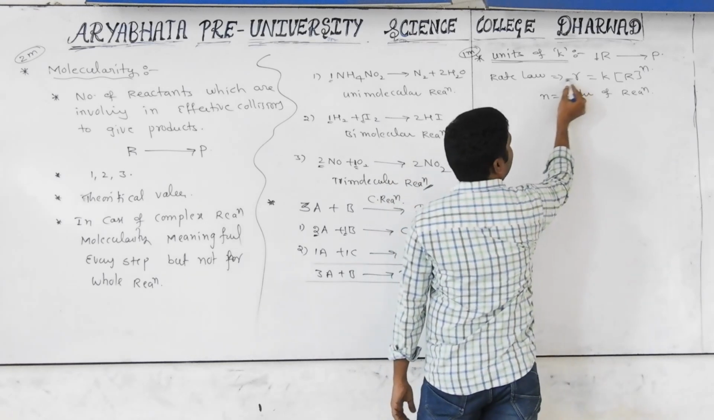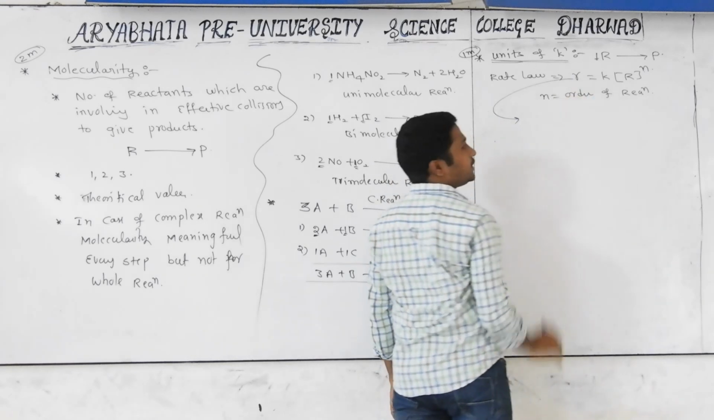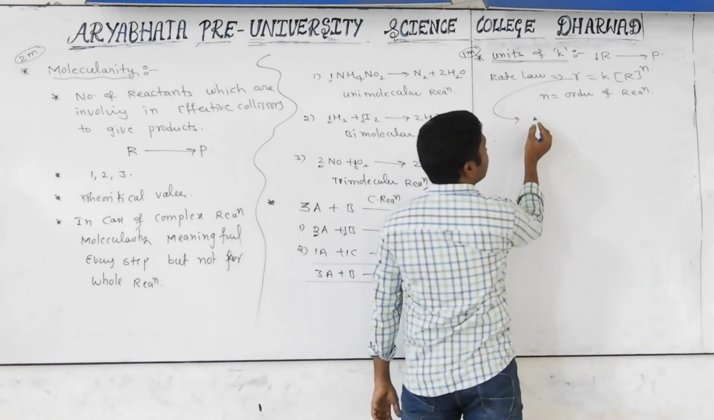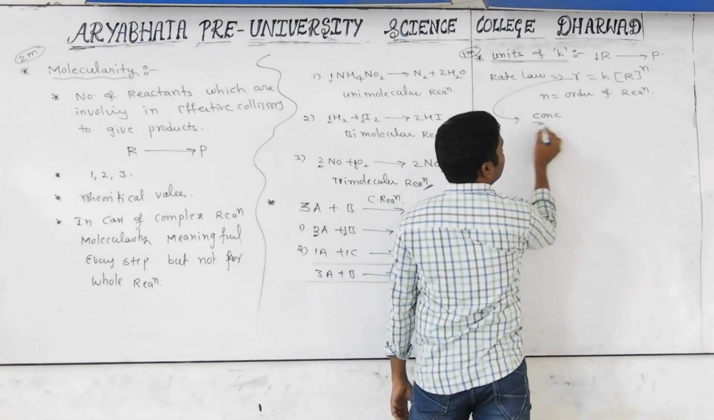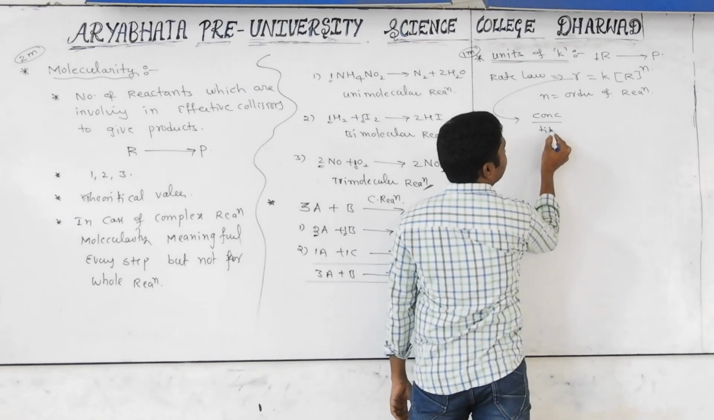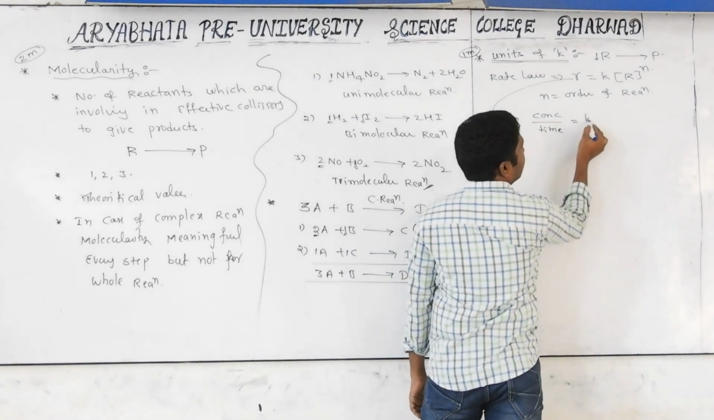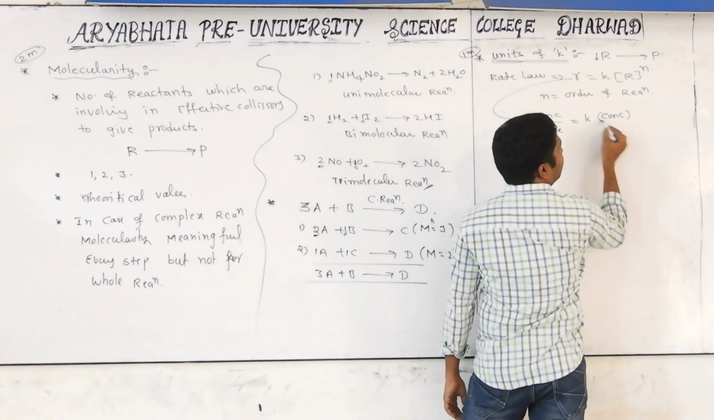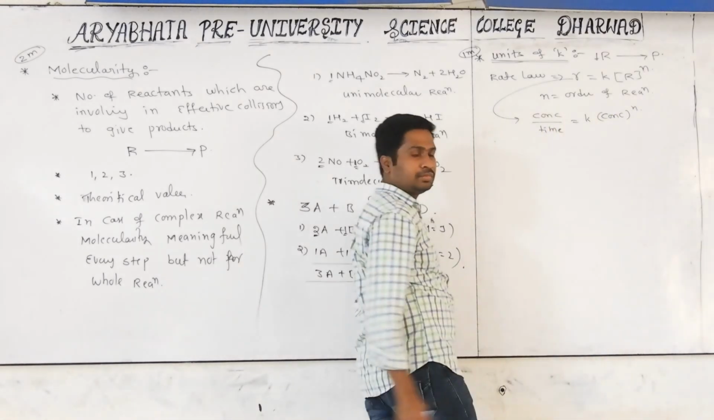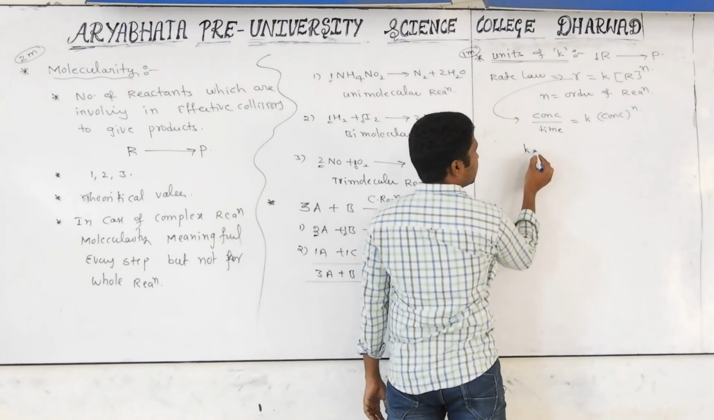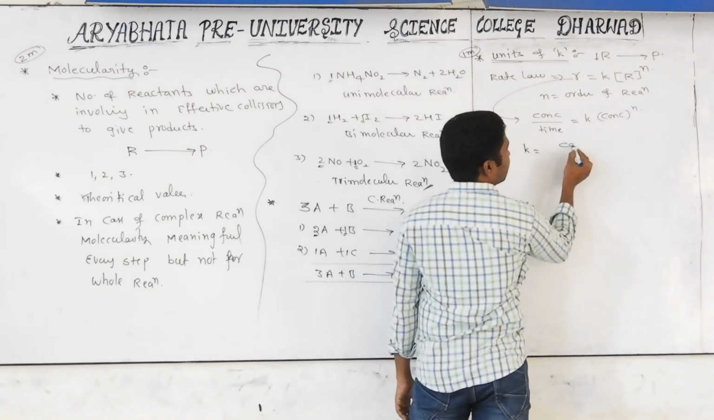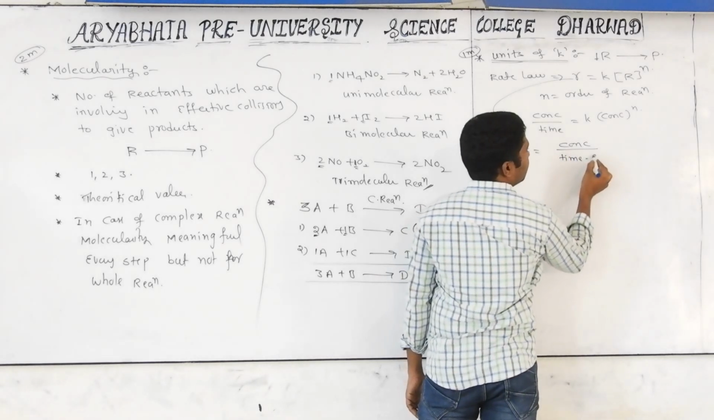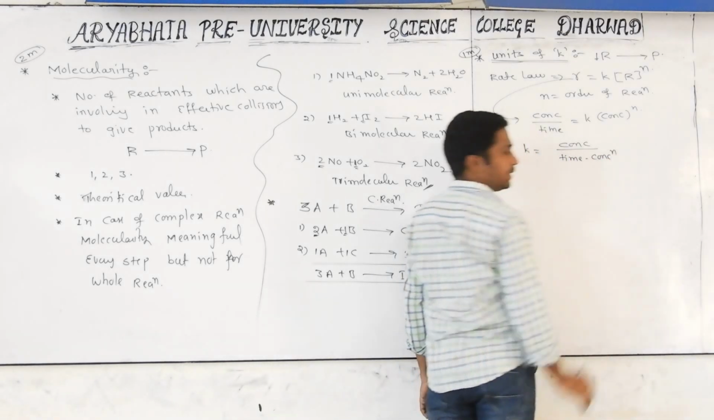Okay, what are the units here? Rate units. Rate means what? Change in concentration by time. The numerator is concentration, the denominator is time. Rate equals K, square brackets which indicate concentration, to the power of what? n. You want to get the K units. K units is what? Concentration by time, divided by concentration power n.